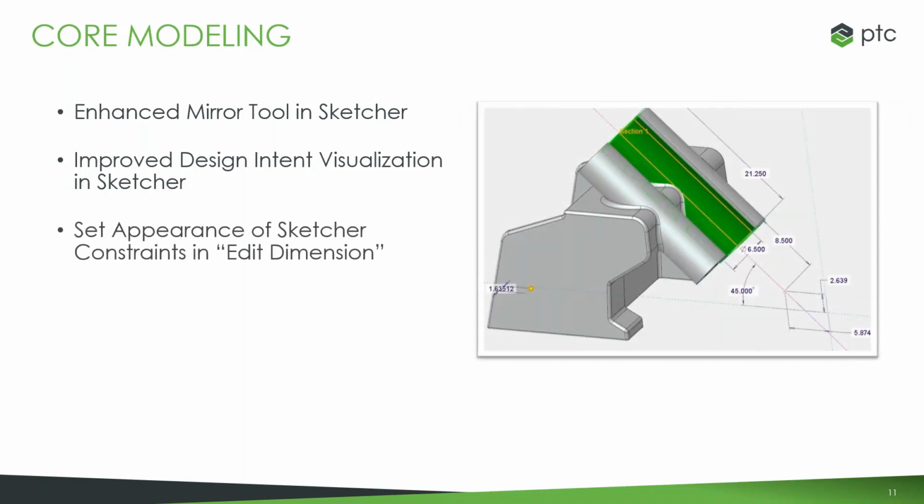You can also now set the appearance of the sketcher constraints inside edit dimension. So if you set it so that when you click on something, it won't just show the dimension, it'll also have those chosen constraints pop up as well. So again, really easy to understand the design intent to have those constraints shown whenever you want to view more information about a piece or dimension.